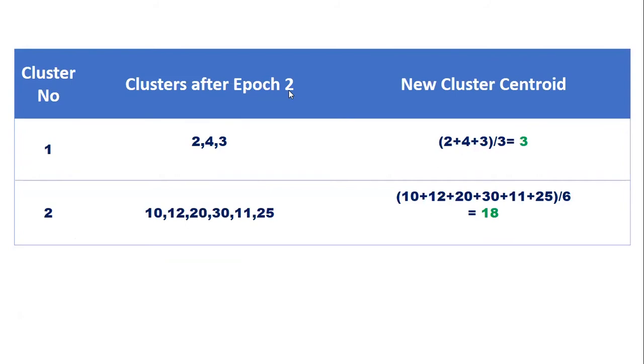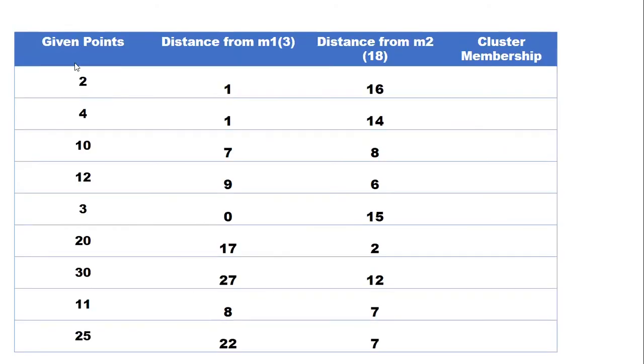After the second epoch, 2, 4, and 3 belong to cluster 1, and 10, 12, 20, 30, 11, and 25 belong to cluster 2. Recompute the cluster centroid by taking the average of the cluster members. 3 is the cluster centroid for cluster 1, and 18 is the cluster centroid for cluster 2. Let us go to the third epoch. Recompute the distance between the data points and the new cluster centroids. This is the distance between 2 and 3, and this one is the distance between 2 and 18. Similarly, compute the distance between all the points and the new cluster centroids 3 and 18.